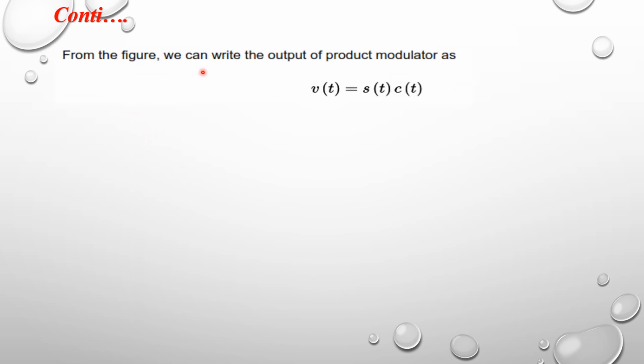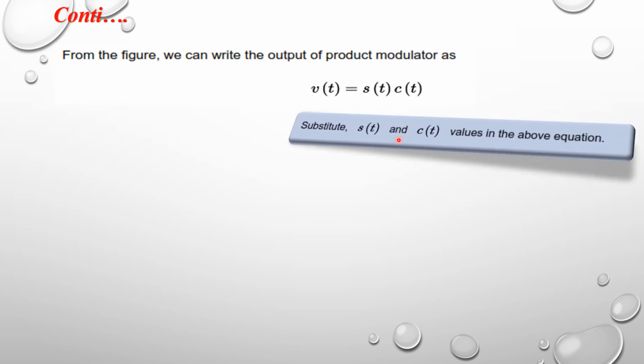From the figure we can write the output for product modulator as V(t) = S(t) into C(t). S(t) is the DSBSC modulated output and C(t) is the oscillator output. So we know that product modulator output V(t) is equal to the product of the input signals. Input signals are S(t) and carrier signal C(t). Then substitute the S(t) and C(t) values into the above equation.